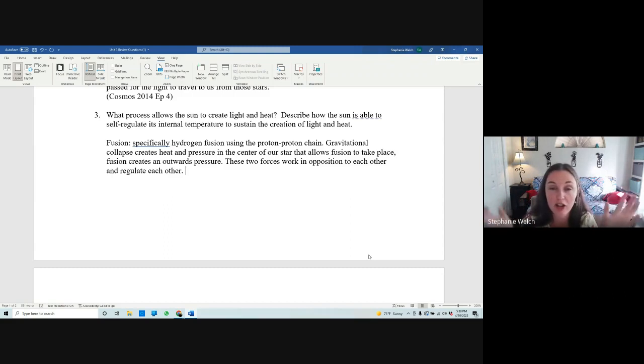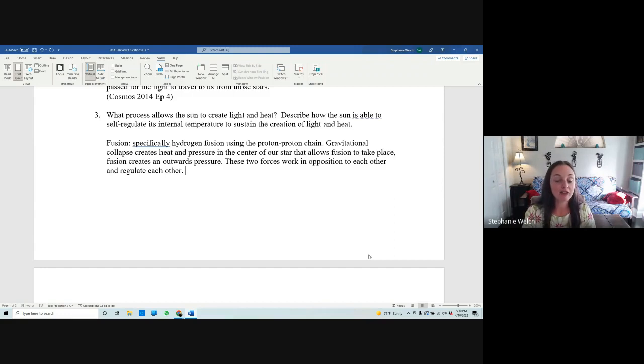If fusion gets really crazy all of a sudden, starts to produce a lot more light and heat, then the star would actually expand. And then that would cause gravity to fight back again and push back in. So this is called gravitational equilibrium, where gravity and fusion are working opposite of one another. And as long as one of them doesn't get too far and outweigh the other, the star is in equilibrium. And if it's in equilibrium, then it's going to keep undergoing fusion at the same rate as long as it can do that.